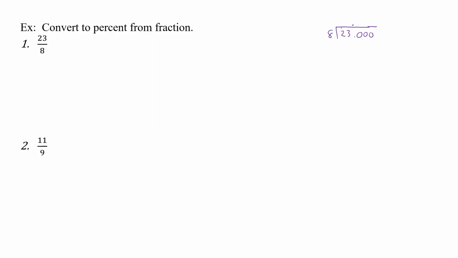And so when I do that, I'm going to have to say, okay, well, 8 times what? Well, 8 times 2 is going to give me 16. If I subtract that, that's going to be a 7. Bring down a 0. That's going to be an 8. That's going to be 64. Subtract that, that's going to be 6. Bring down a 0. That's going to be a 7. That's going to be a 56. Subtract that, that's 4. Bring down another 0. That's going to be a 5. That's going to be 40. Subtract that, that's 0.